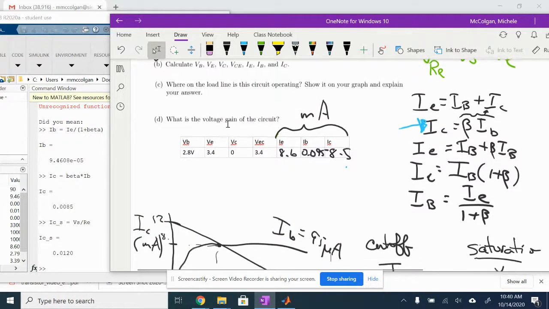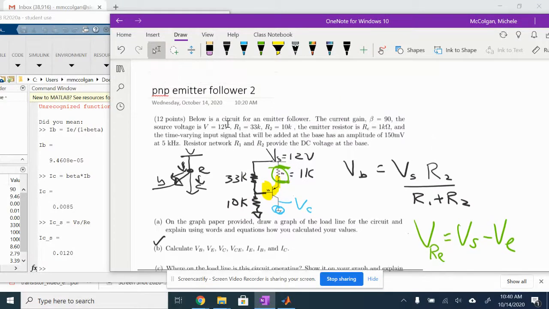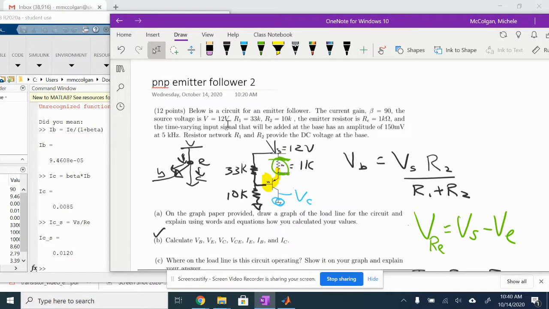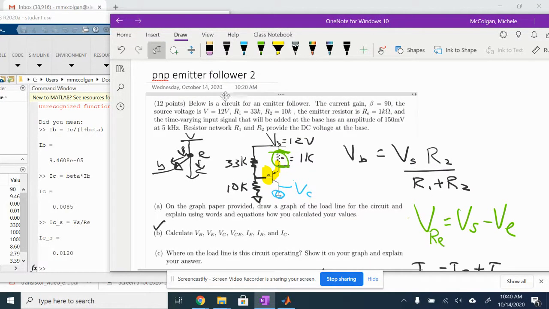And what is the voltage gain of the circuit? Looking at the circuit, this is an obvious emitter follower. What that means is that the output is right here on the circuit, so that's my V out. And remember that the function of an emitter follower is just to buffer the input signal between the two circuits that I'm trying to connect to. So my voltage gain for an emitter follower is just 1.